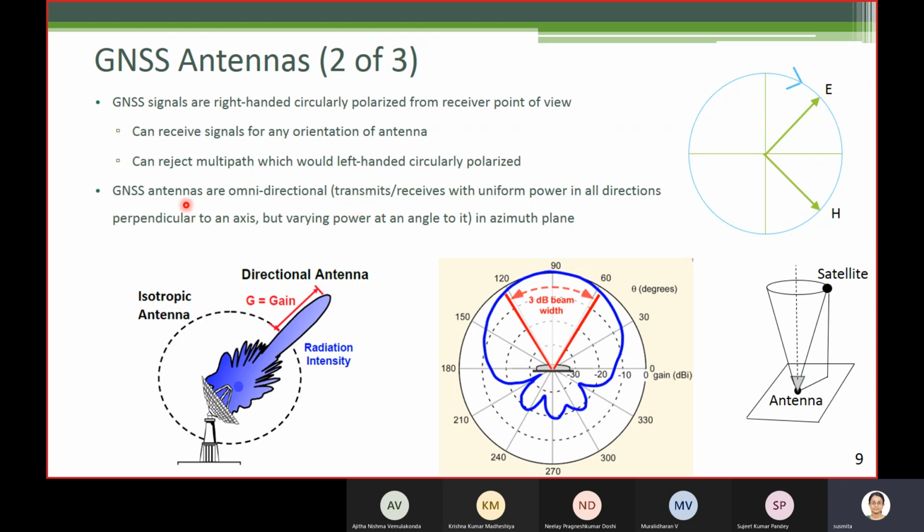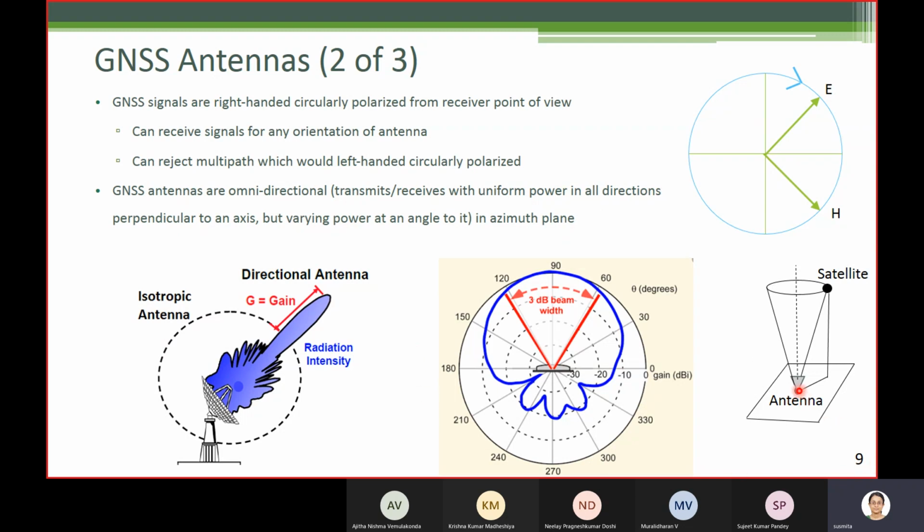This is the closest we can go to isotropic. We cannot have ideal isotropic antenna. We can have a directional antenna. This is something in between, because in one plane it transmits with uniform power. In other directions, the power varies, just like a directional antenna. So in a particular plane, it acts like an isotropic antenna, but in other directions, it is a directional antenna. Let's try to understand this in the context of GNSS.